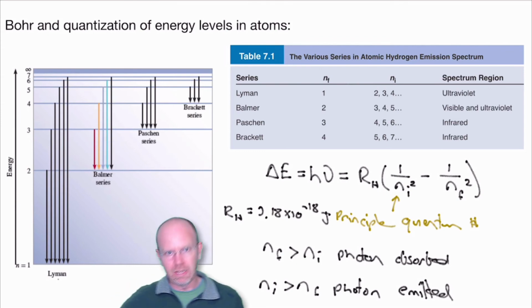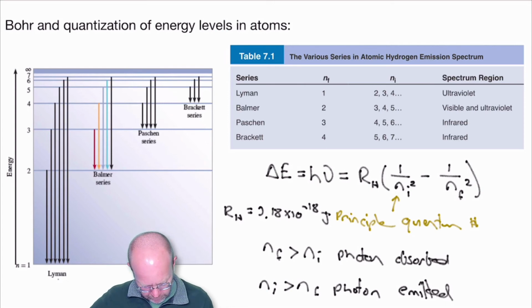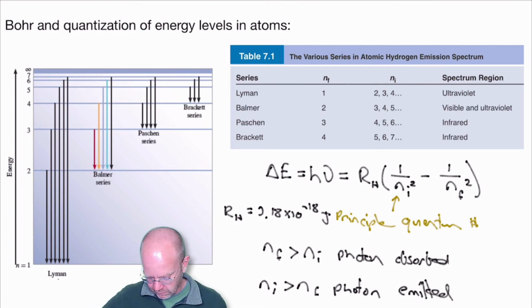If we want to know the energy of any of those transitions, here's the equation that helps us. It's the Rydberg constant, 2.18 times 10 to the minus 18th joules, times this difference that involves the principal quantum numbers. And if the principal quantum number where the electron ends up is greater than the principal quantum number that the electron started in, the initial principal quantum number, that means that a photon has been absorbed.